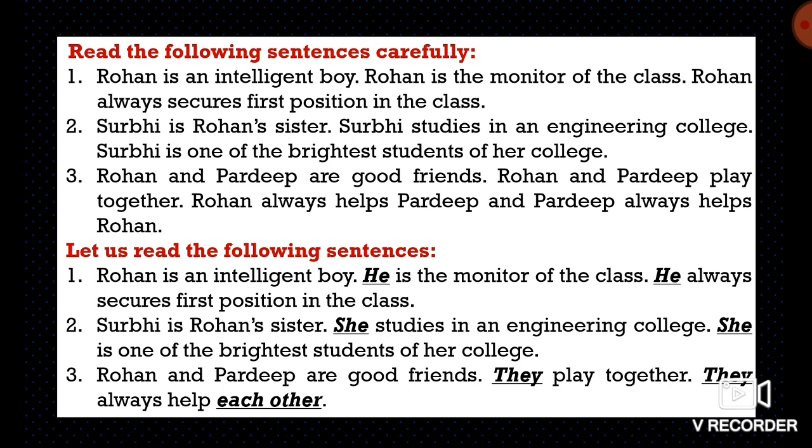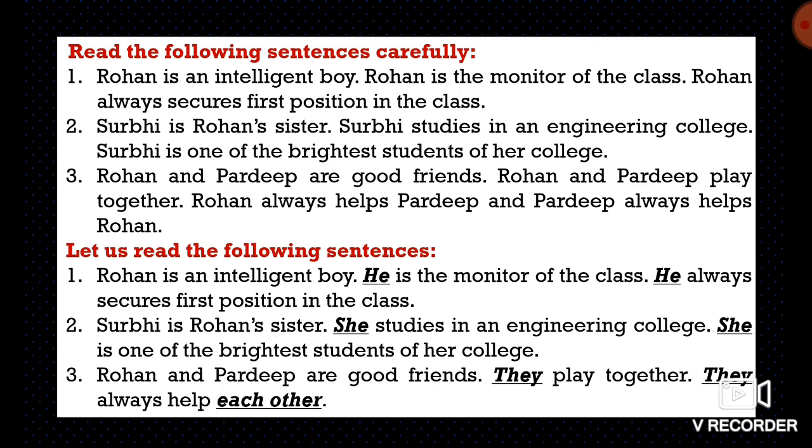Third, Rohan and Pradeep are good friends. Rohan and Pradeep play together. Rohan always helps Pradeep and Pradeep always helps Rohan. Students, you can see the repetitive use of nouns Rohan, Surbhi and Pradeep in the above sentences, which makes them look awkward to read and speak.